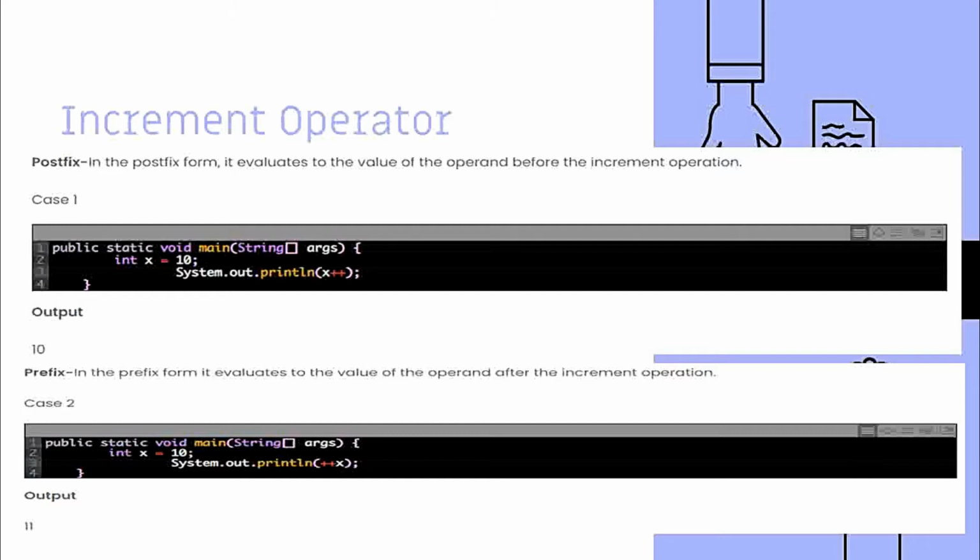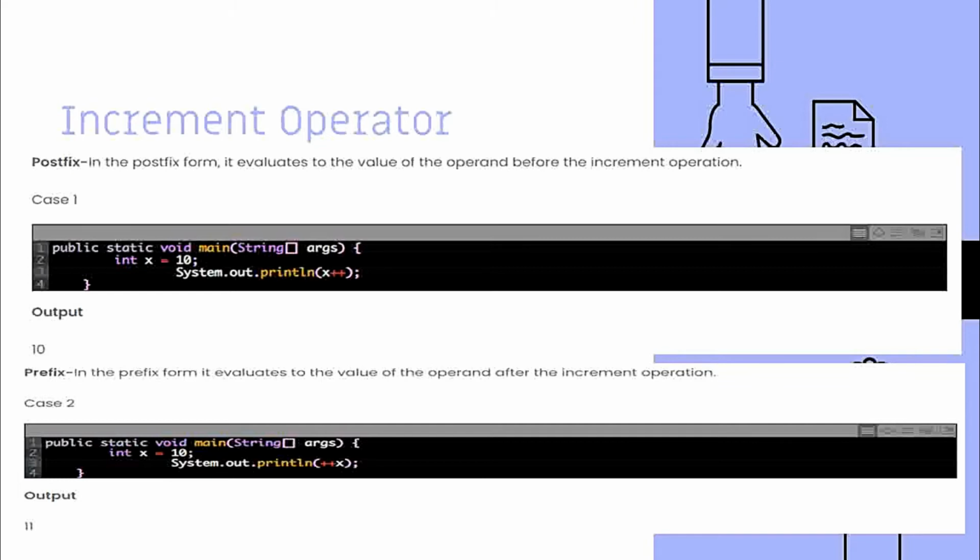Now we'll see the prefix one. In this prefix form, it evaluates to the value of the operand after the increment operation. So in case 2, as you have incremented it in prefix form, it immediately reflects in the output. So if you want to immediately reflect it in the output, you have to use prefix form. In case 1, the value got printed first and then the value incremented, whereas in case 2, the value of x is incremented first and then the value 11 got printed.